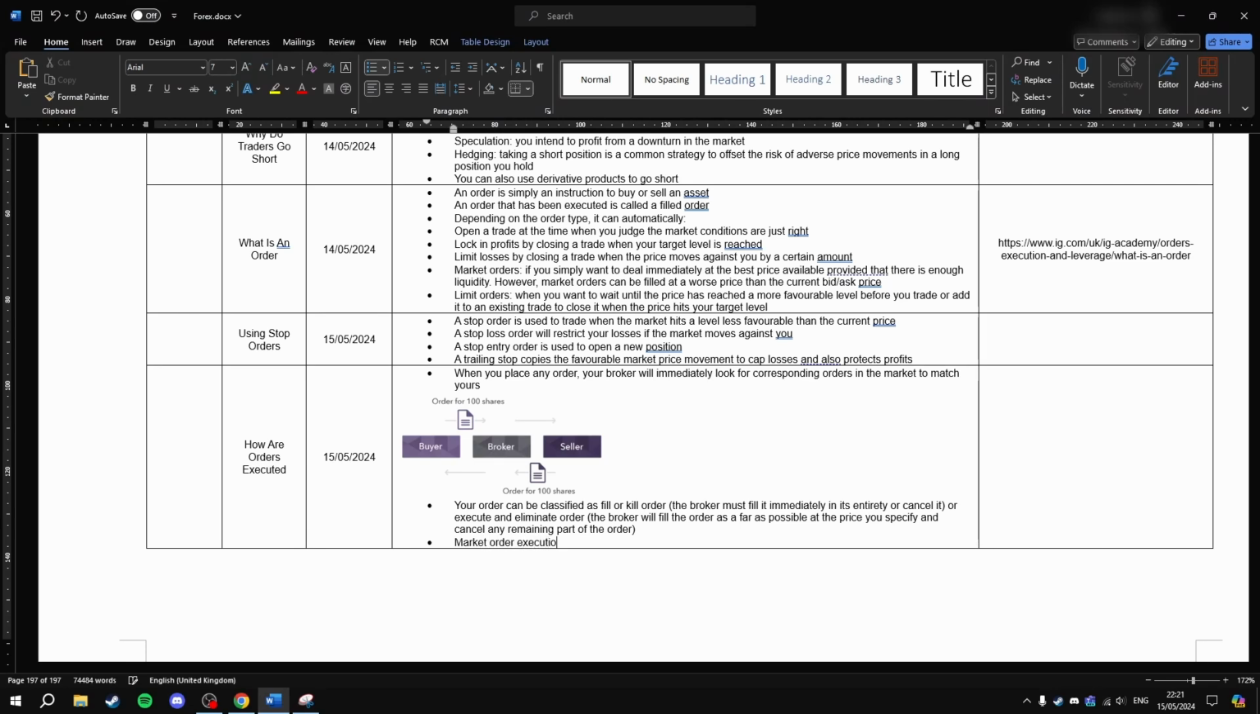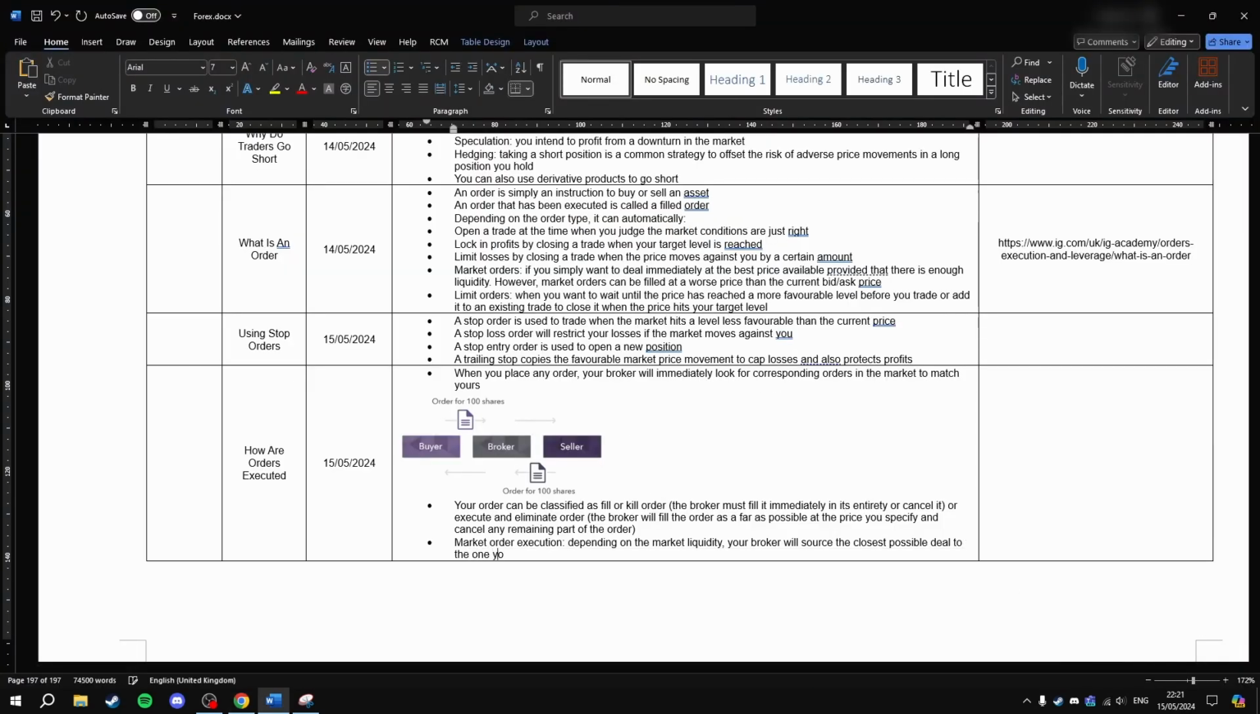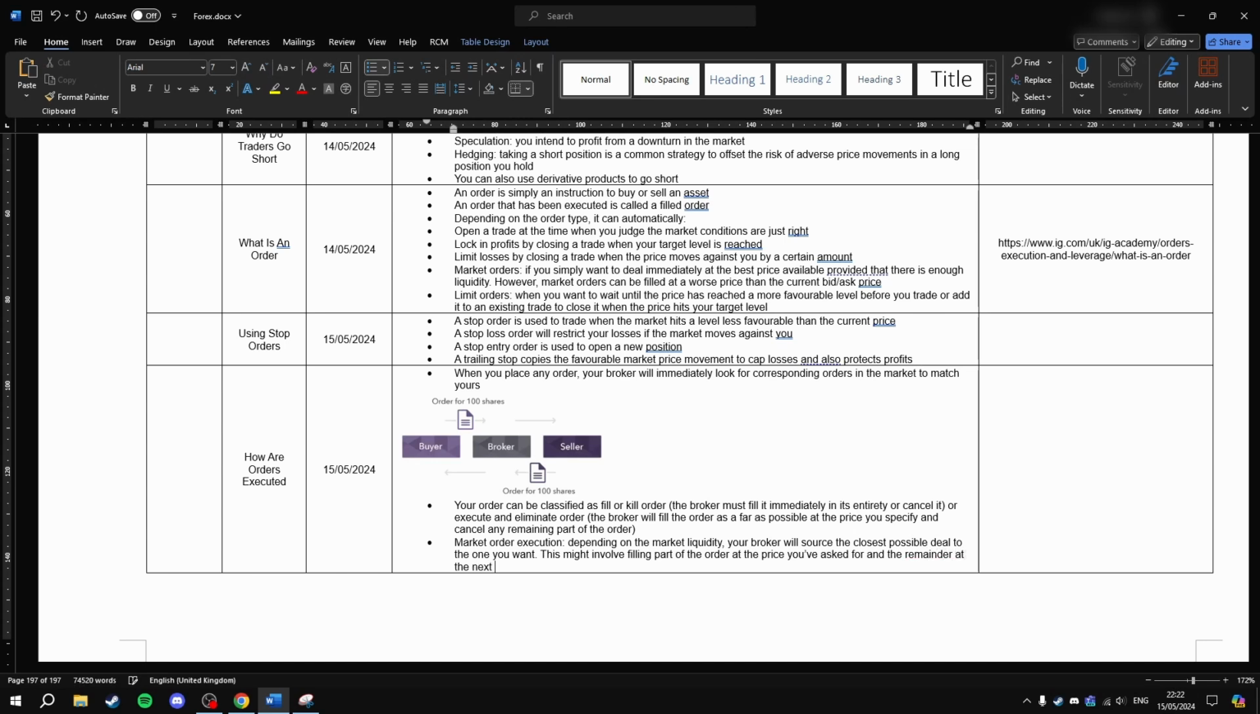Order execution. Depending on the market liquidity, your broker will source the closest possible deal to the one you want, and this might involve filling parts of the order at the price you've asked for and the remainder at the next best price on offer.